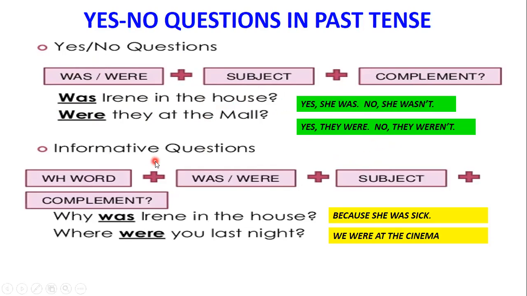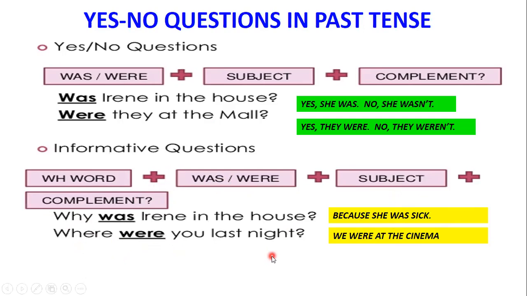When I have information questions that start with WH word, I just move the WH word at the beginning of the sentence plus was or were, depending on the subject, and the subject. For example, here, why was Irene in the house? Okay, in this case, I'm not asking if she was in the house or not. In this case, I'm asking for a reason. Why was Irene in the house? And the answer is because she was sick. In this case, I need to provide more information. More than yes or no. I just need to give a reason.